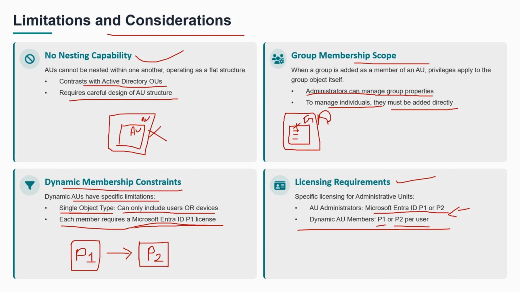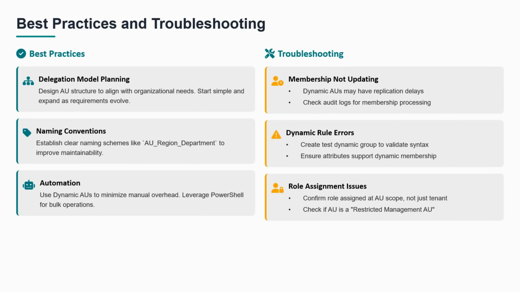Here you can see the AU, administrative unit, will require Microsoft Entra ID P1 or P2. That means it is for the tenant, not per user. For dynamic, that will be required per user, meaning each user should have P1 or P2, any one of them. Okay, understood. Moving forward, here are some best practices that we have.